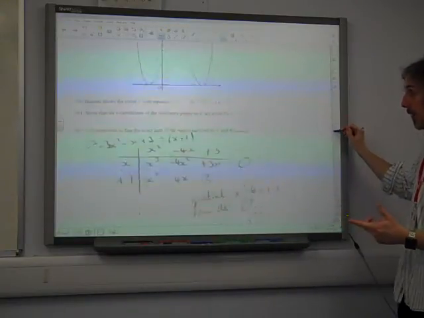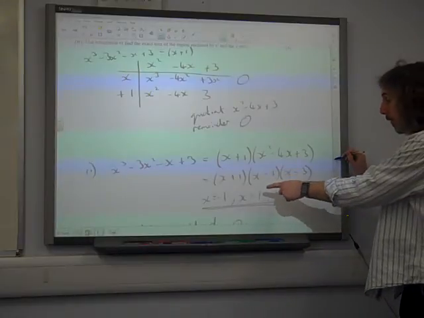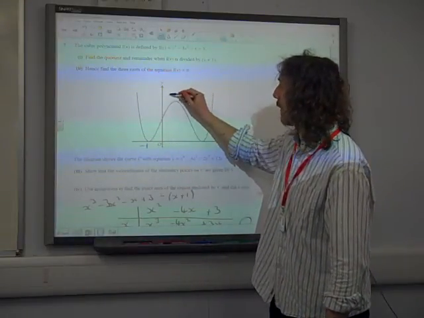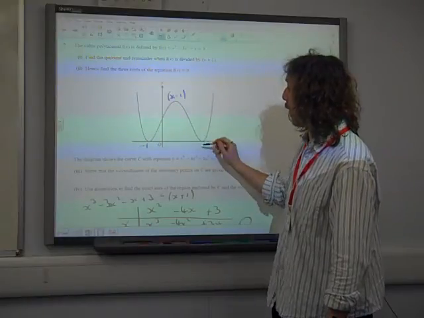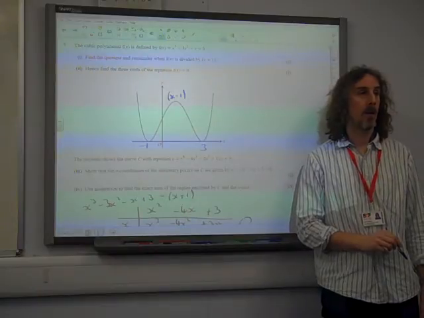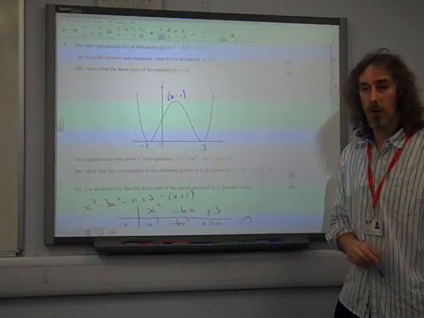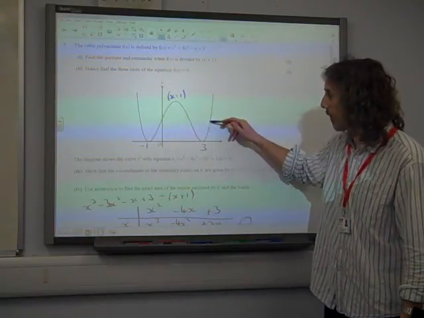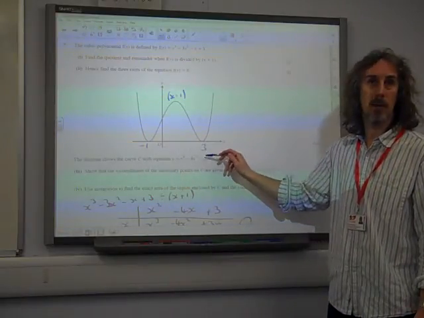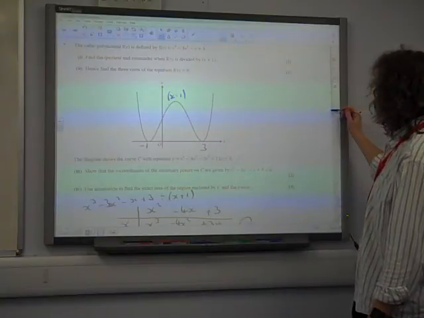So the roots of that equation were x being -1, 1 and 3. So that point is -1, that point is x equals 1, and that point is x equals 3. And so the area that we're looking for, enclosed by the curve and the x-axis, is the area between -1 and 3 underneath that curve. So we've got to do the integral.